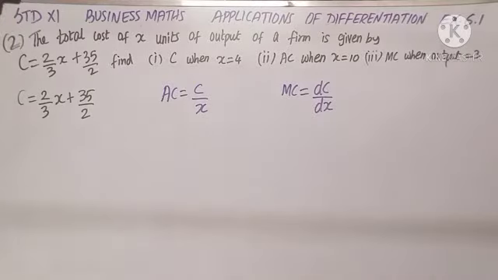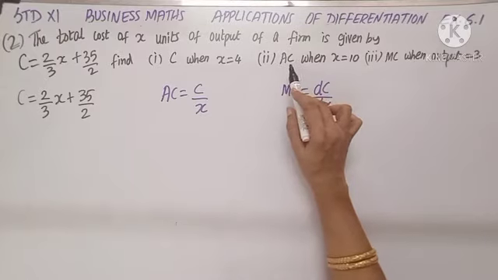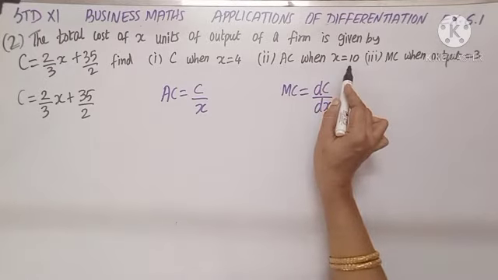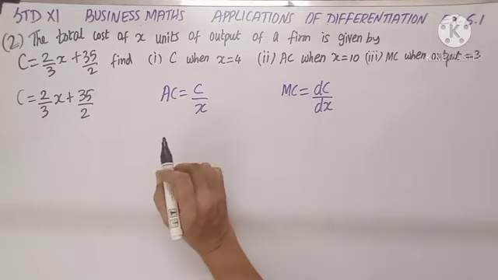Question number 2. The total cost of x units of output of a firm is given by C equals 2 by 3x plus 35 by 2. Find cost when the output is 4 units. Find average cost when the output is 10 units and marginal cost when the output is 3 units.